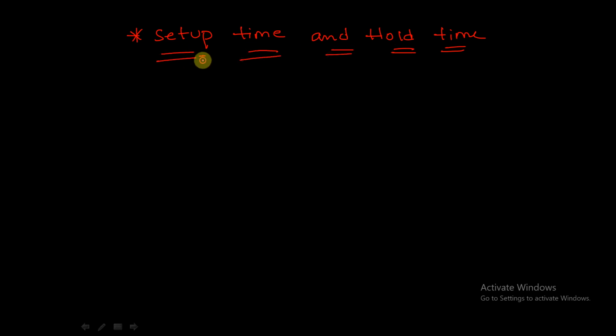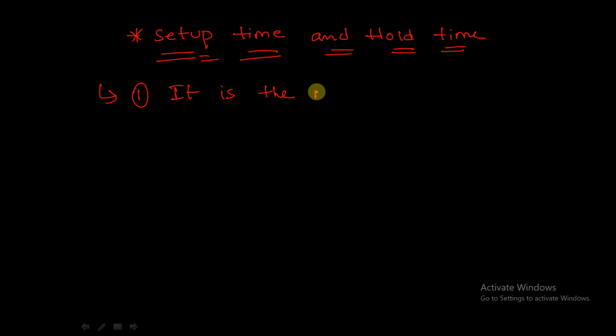Now let us see what setup time and hold time are, and some definitions about them. Basically, the setup time is the minimum time interval for which the input signal must be stable prior to the sampling event of the clock for the input signal to be recognized correctly. So this is the definition. I will write it also. It is very, very important.